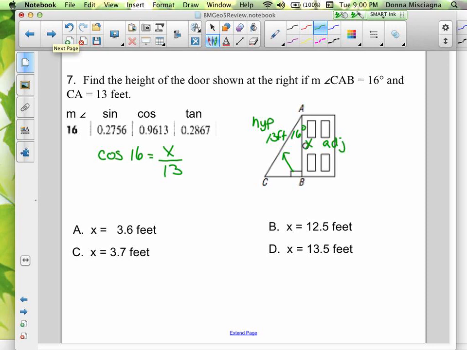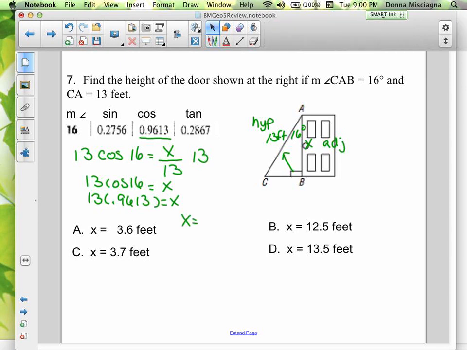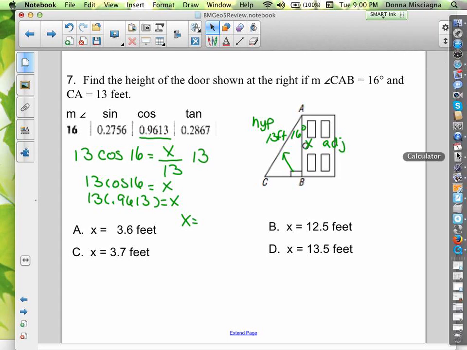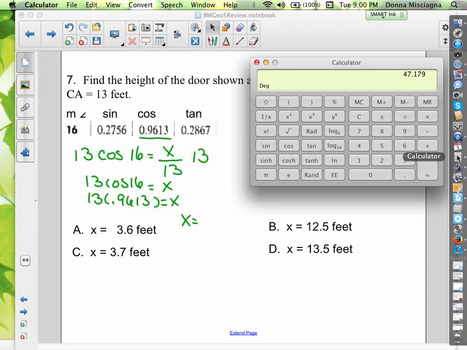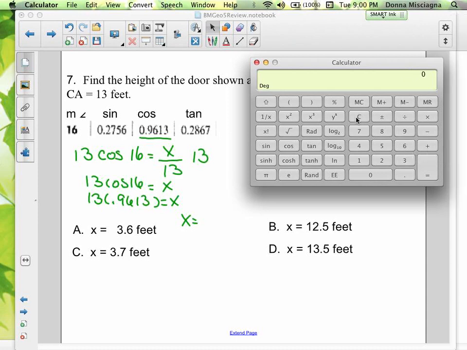You want to isolate your variable, so we'll multiply both sides by 13. So we have 13 cosine 16 equals x. If we want to use the value from the table, we can just plug that in for cosine 16. So it would be 13 times 0.9613. That's equal to x. And I'm just going to get the calculator back out again and we'll calculate that out. All right, so that's 13 times 0.9613.